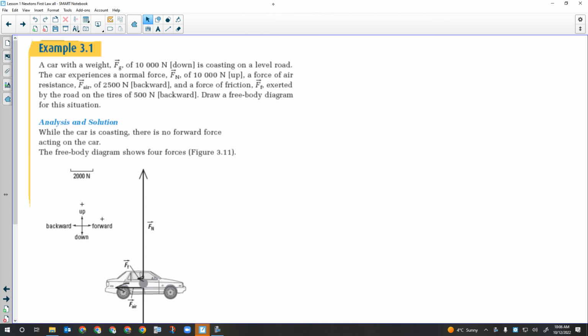Okay, guys. So yesterday we talked about Newton's first law. We talked about the concept of inertia, that is the tendency of an object to continue doing what it is already doing in the absence of any unbalanced or net forces.